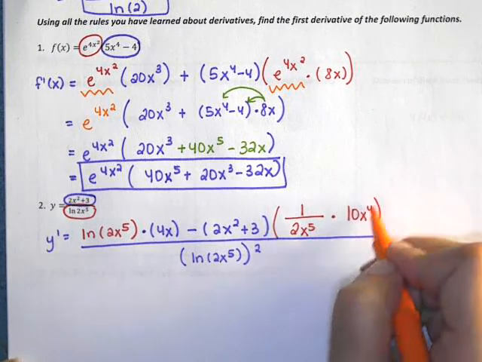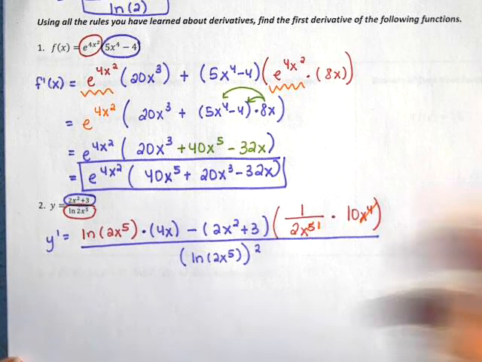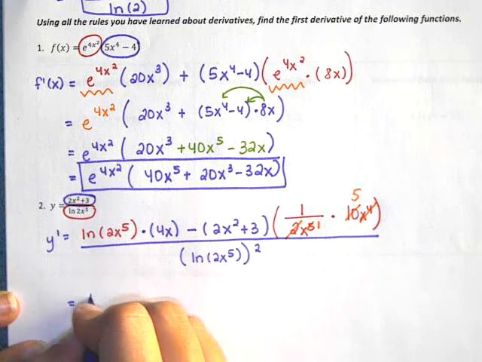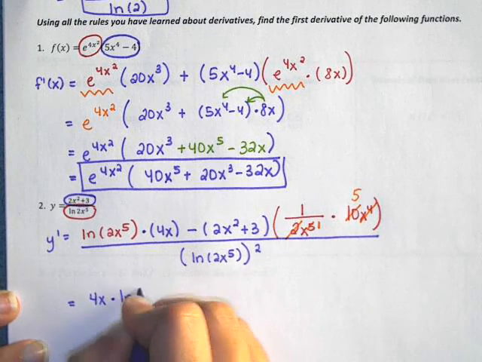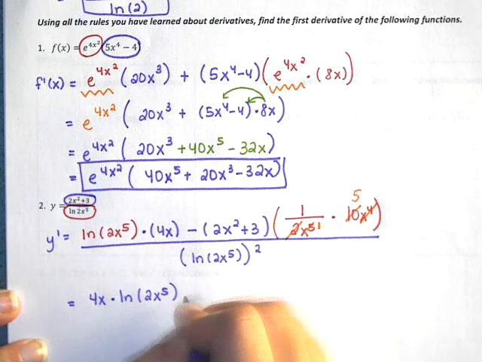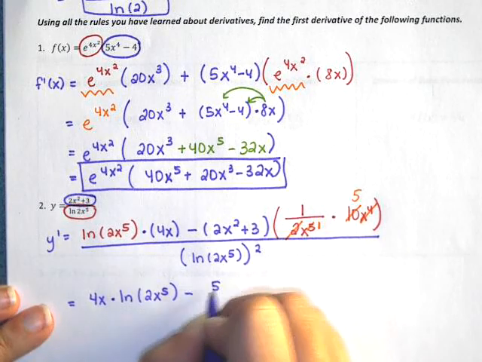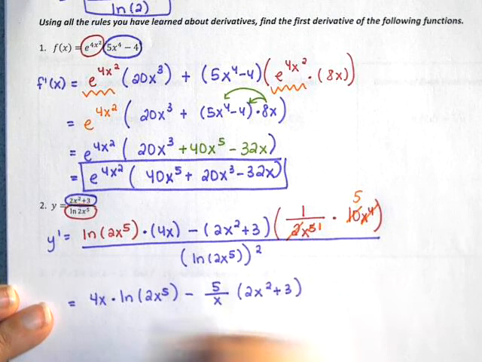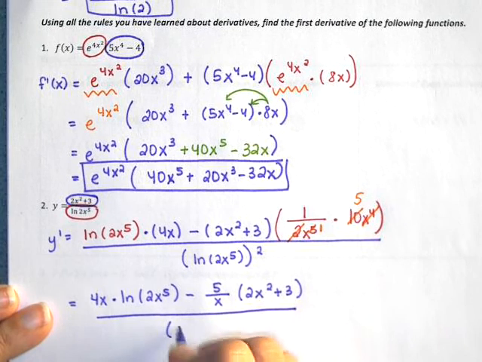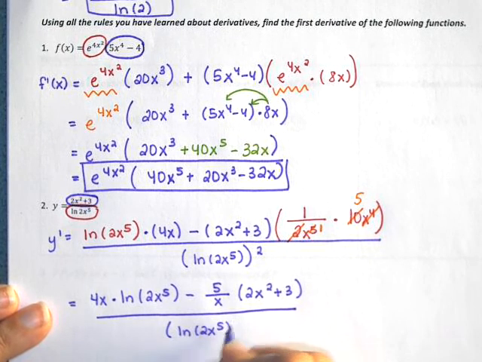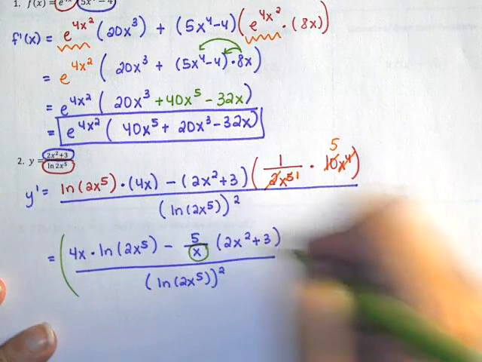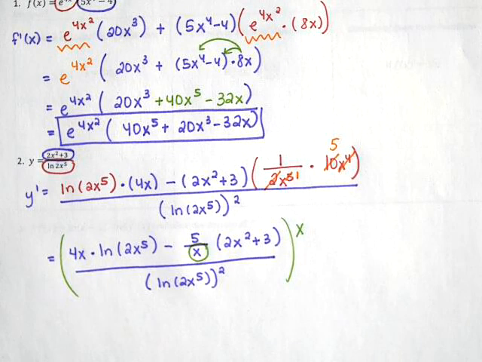So, the fourth power and the fifth power cancel and make a 1. The 2 and the 10 cancel and make a 5. Which means I get 4x, I'm going to pull out to the beginning, times the natural log of 2x to the fifth minus 5 over x times 2x squared plus 3 all over the natural log of 2x to the fifth squared. In order to avoid having this x in the denominator here, I'm just going to multiply through by an x to make that cancel.